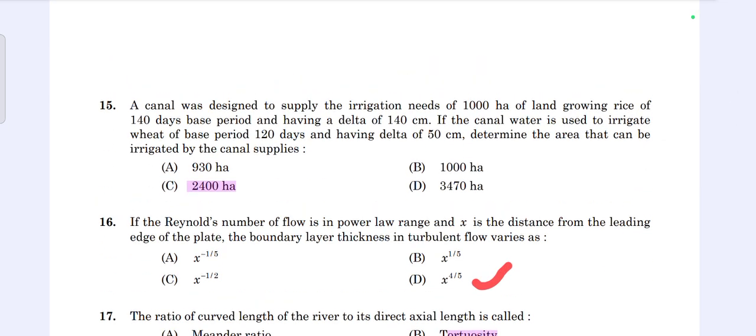A canal was designed to supply the irrigation needs of 1000 hectares of land growing rice of 140 days base period and having a delta of 140 cm. If the canal water is used to irrigate wheat of base period 120 days and having delta 50 cm, determine the area that can be irrigated by the canal supplies. 2400 hectares.